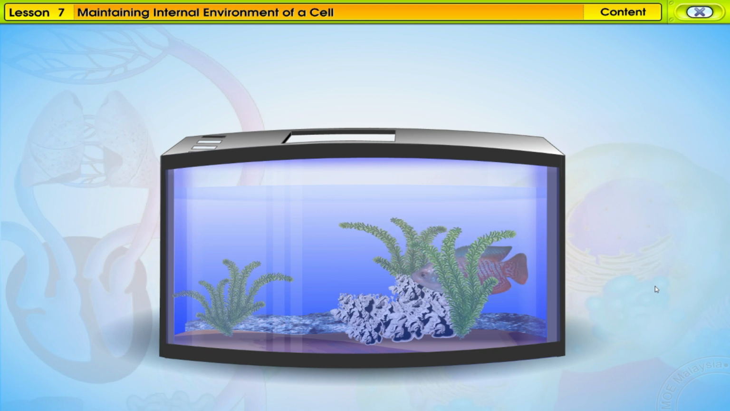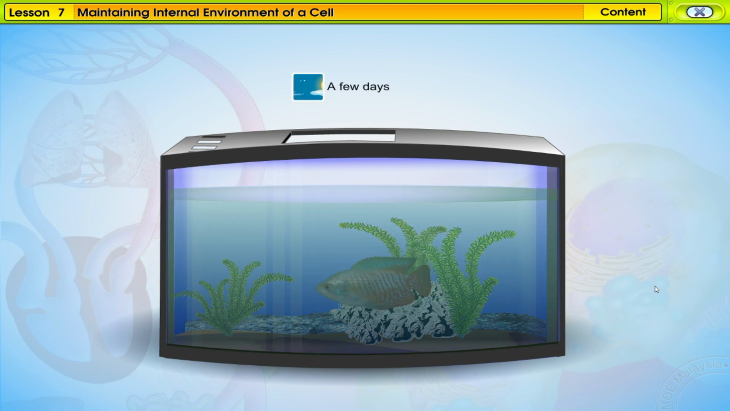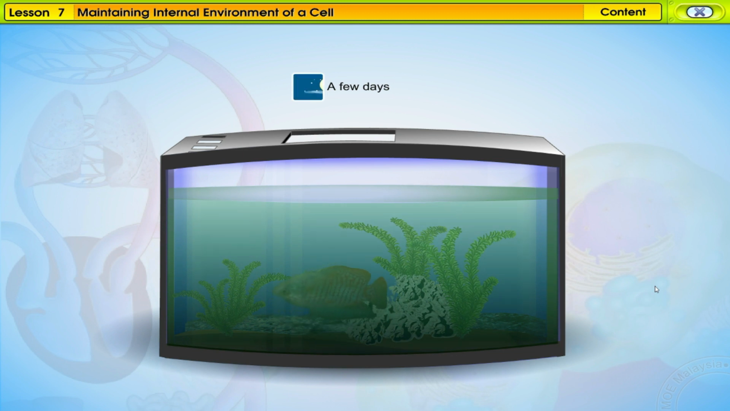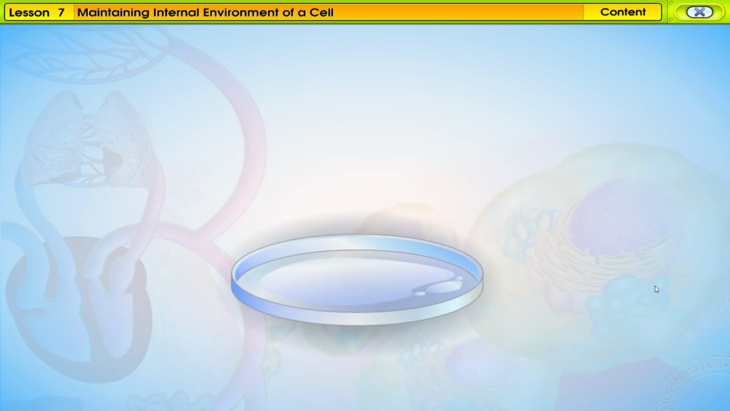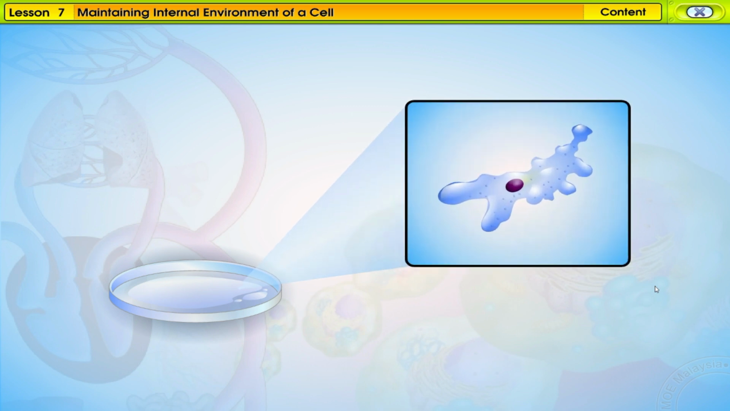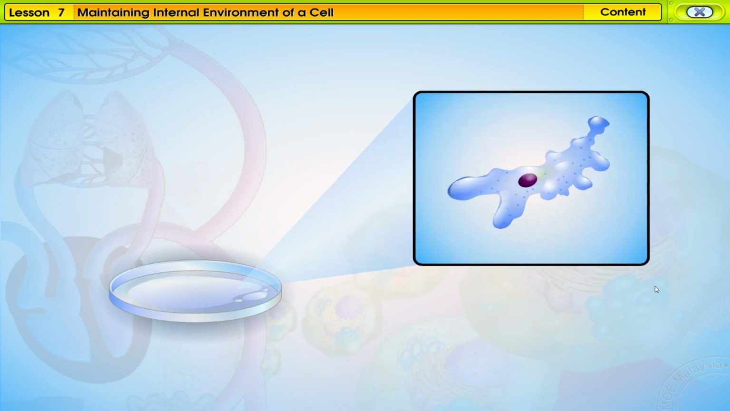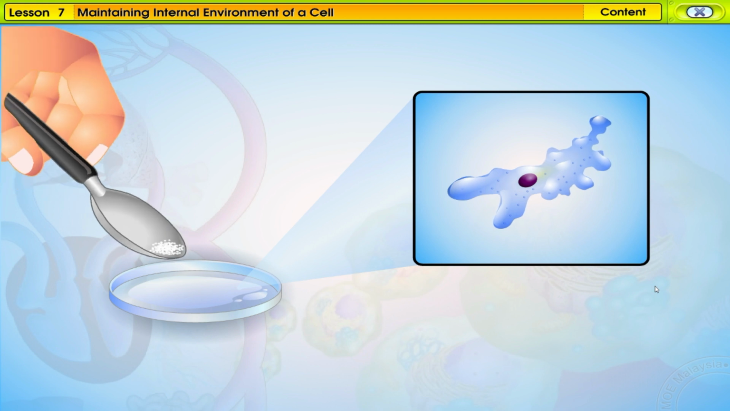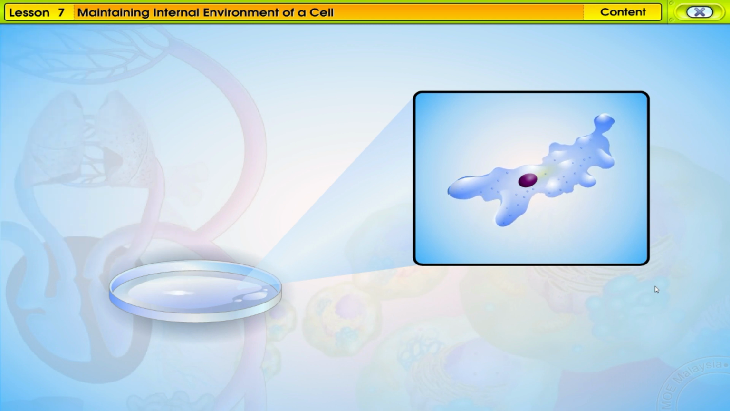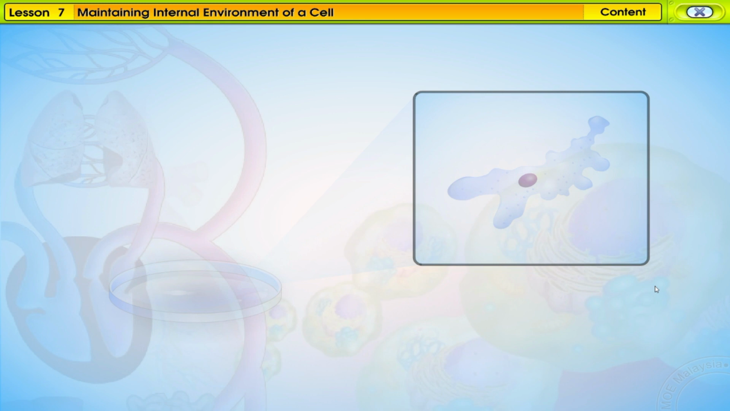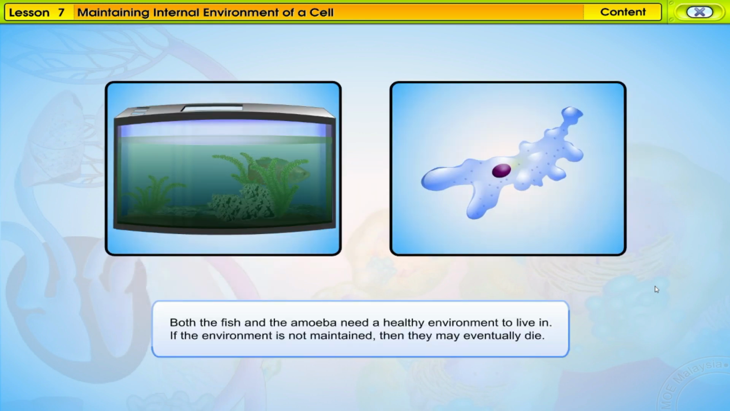Look at the fish. How do we keep the fish active and healthy? What happens to the fish when the water is murky? This is an amoeba. What happens to the amoeba when salt is added to the water? Both the fish and the amoeba need a healthy environment to live in. If the environment is not maintained, then they may eventually die.